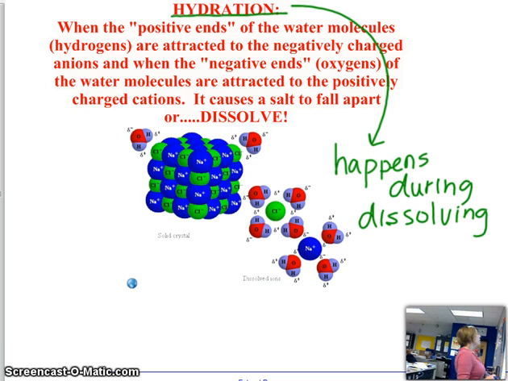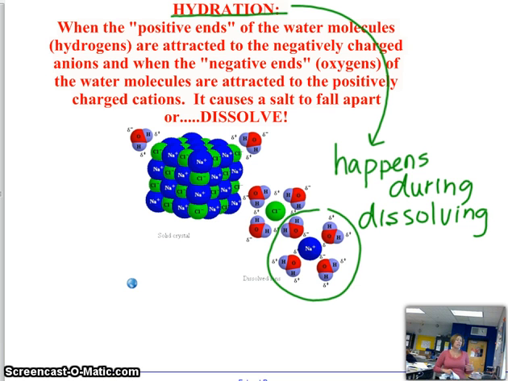Okay? And really what it is, is when the negative part of water, which is oxygen, gets attracted to the positive part of the salt, which in this case is sodium. So you can see here in this picture that oxygen, which is negative, is attracted to the positive sodium ions in the salt, and it pulls it away from the chlorine.